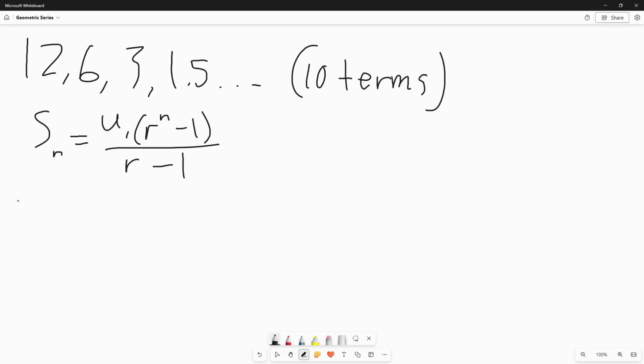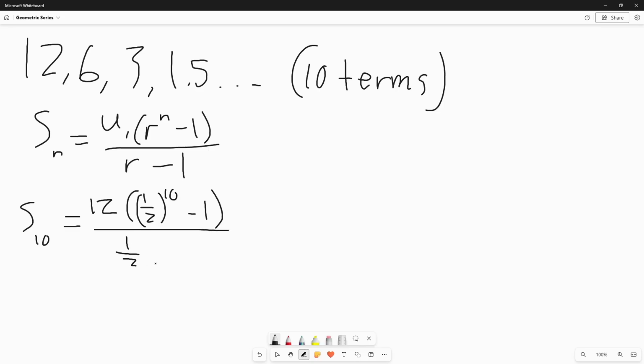And now, since there's 10 terms, n is going to be 10. So the sum of 10 terms is equal to U1, which is the first term, 12, times... what is R? As we said before, we can find R by just dividing any term by the term before it. So let's take 3 and divide by 6, and we get 1/2. So (1/2 to the power of n, which is 10, minus 1), all over (1/2 minus 1). And if you put this into your calculator, you get something around 24.